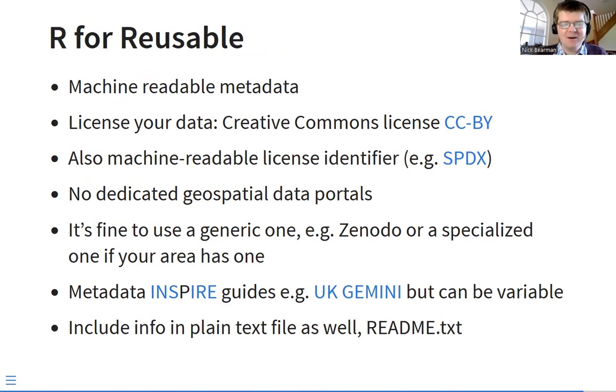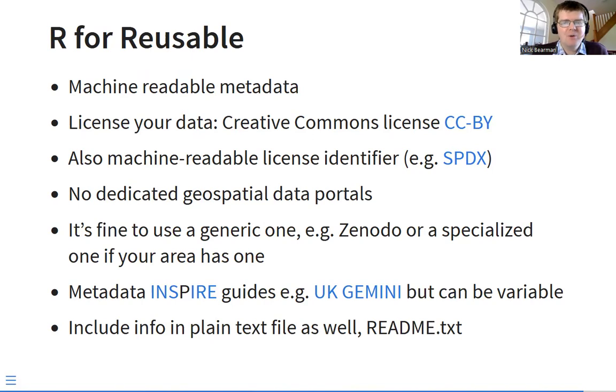And lastly, R for reusable. So how do we make our GIS data reusable? Make sure you have machine readable metadata. So if you upload to something like Zenodo, this is already supported. License your data. Creative Commons is a great starting point for licenses. And we also have what we call a machine readable license identifier. SPDX is one of these. And this is a machine readable version of the license. It says, okay, this is the license, this is what you can do with it. I've not been able to find any dedicated geospatial data portals. Generic ones are fine. Zenodo is a good example. Figshare or Harvard Dataverse are other ones as well.